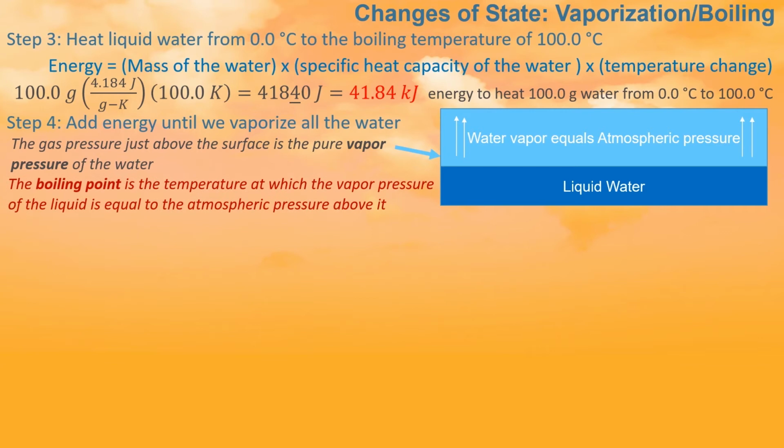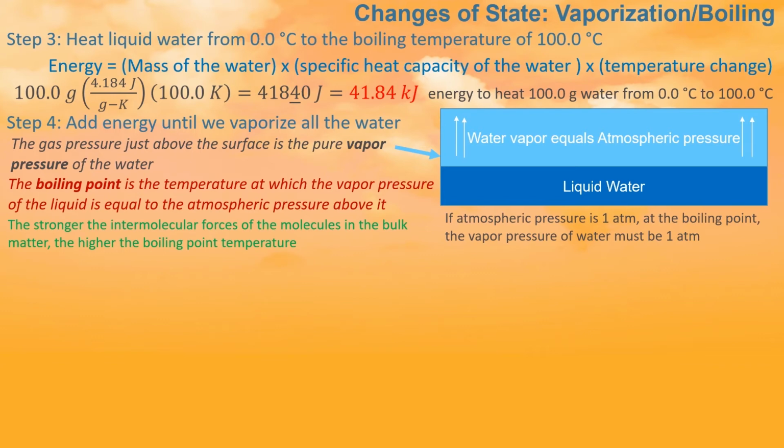So in short, the boiling point is the temperature at which the vapor pressure of the liquid is equal to the atmospheric pressure above it. For our system, the atmospheric pressure is around 1 atmosphere. So at the boiling point of 100 degrees Celsius, the vapor pressure of water achieves an equal vapor pressure, 1 atmosphere. As we learned before, the stronger the intermolecular forces of the molecules in the bulk matter, the higher the boiling point temperature will become.